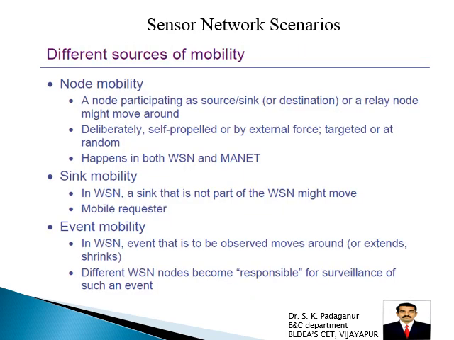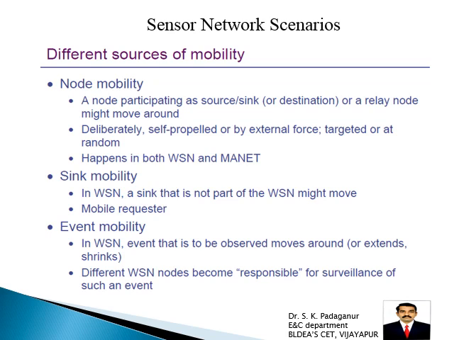Now, there are different sources of mobility in the sensor network. We call the first one node mobility. Node mobility means that in a wireless sensor network there are a huge number of nodes. Some nodes act as sources, some participate as source and sink, and they really move, because we cannot predict the movement of the nodes in the wireless sensor network. Some nodes are moving here and there, so that is also possible. We call it node mobility.